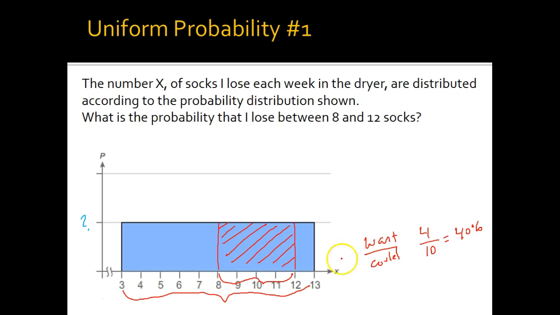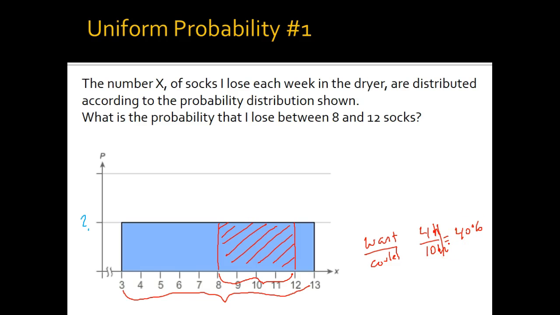Okay, why don't I need to know the height? Well, we could have done this with the probability of, let's just say I don't know what the height is, so I'm just going to say that h. So then the area of the red rectangle is 4 times h. The area of the blue rectangle is 10 times h. And so 4h divided by 10h, well, the h's cancel, and we're left with 4/10, which is 40%.